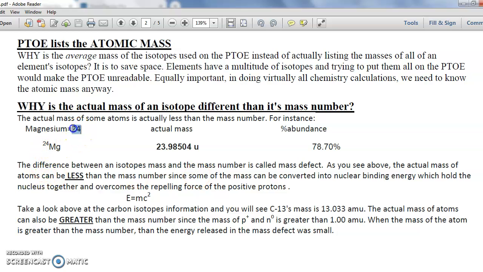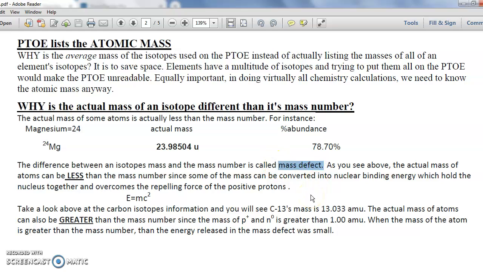Magnesium-24. It has a mass of 23.98. There are 24 particles in the nucleus, 12 protons and 12 neutrons. That should put it above 24. Well, it is not above 24. And this is because when the nucleus formed at the dawn of ages, something called mass defect occurred.